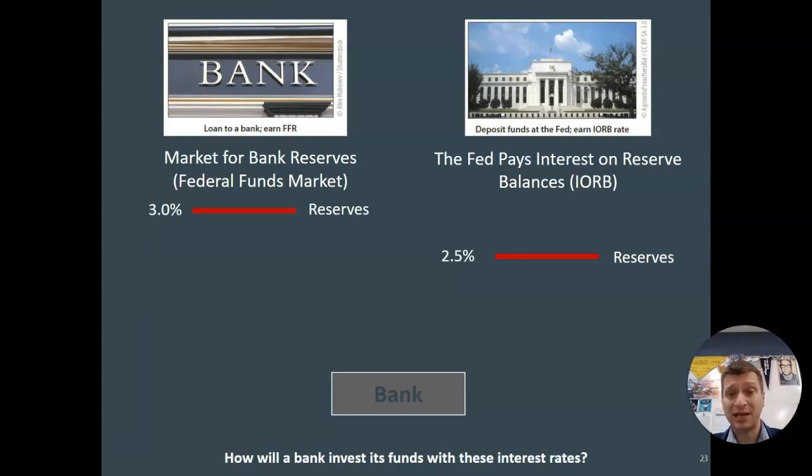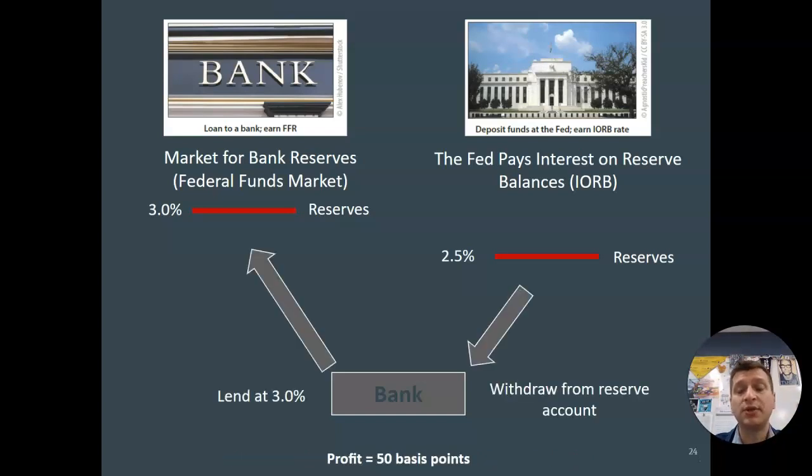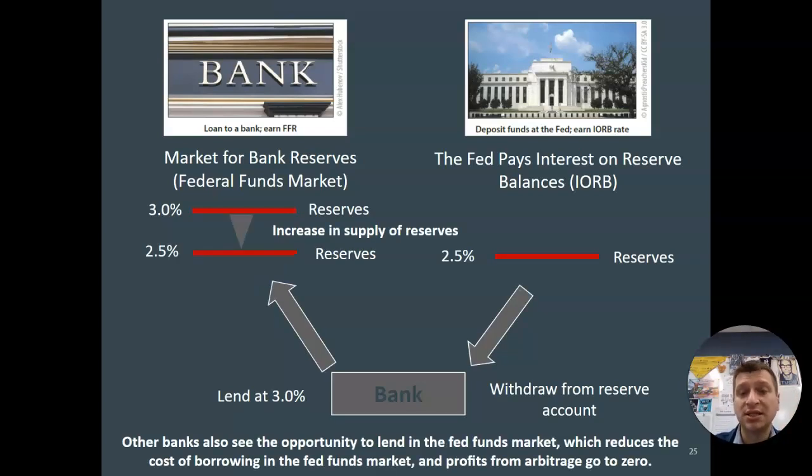If it goes the opposite direction, now they can earn more money in the federal funds market than they can putting money on reserve at the Fed. So they withdraw money from their reserve account at the Fed and lend it at 3% in the federal funds market. As that occurs, supply increases in the federal funds market, decreasing your price, decreasing your federal funds rate.